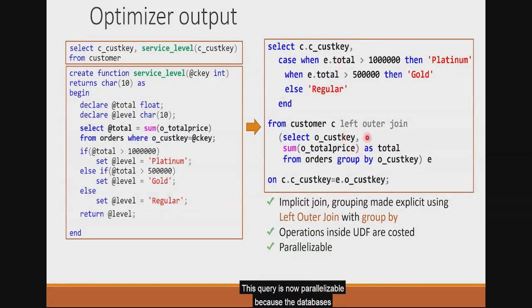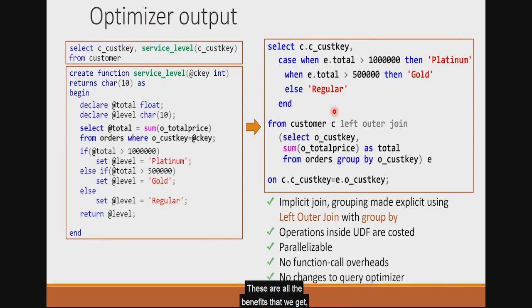And this query is now parallelizable because the databases are aware of how to parallelize these kinds of queries. And there are no function call overheads. As I was mentioning, there's one function call per row on the left, whereas here there are no such overheads. So these are all the benefits that we get. And also the interesting thing is that we can make this happen without changing the query optimizer itself, which is really important in a real production database engine, where changing query optimizers is a very risky proposition.